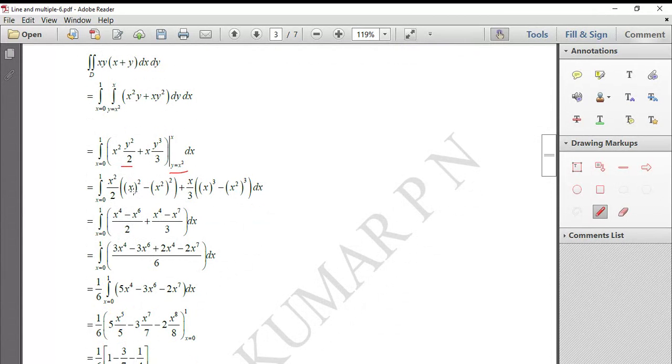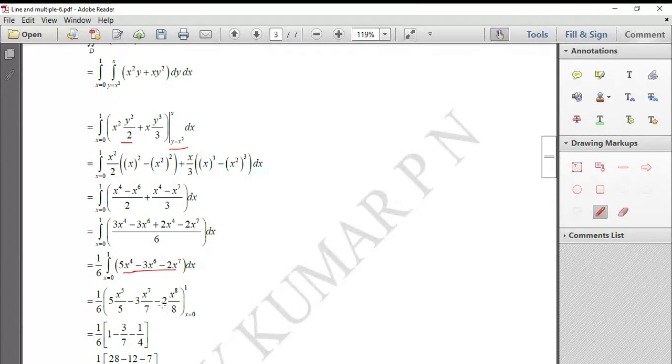Now x square minus x to the power of 4 will come. Let me multiply this with this, so that you'll get x square into x square, x to the power of 4, minus x square into x to the power of 4 is x to the power of 6, whole divided by 2, plus x into x cube, x to the power of 4, minus x into x to the power of 6 is x to the power of 7, divided by 3. Let me take LCM, you will get this much. If you simplify and take out 1 by 6 outside, you will get 1 by 6 into integral 5x to the power of 4 minus 3x to the power of 6 minus 2x to the power of 7, which is a polynomial in x, and we can integrate this very easily.